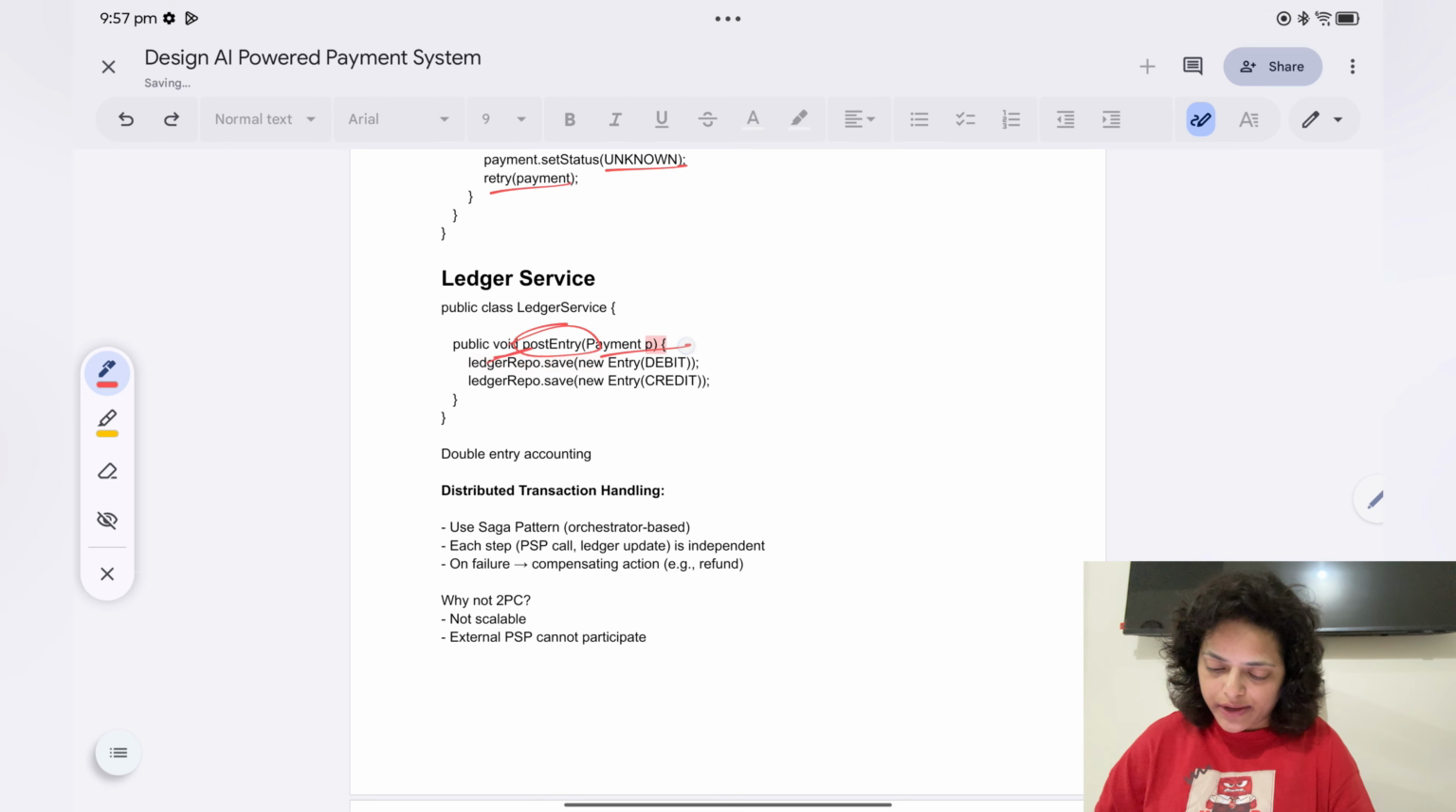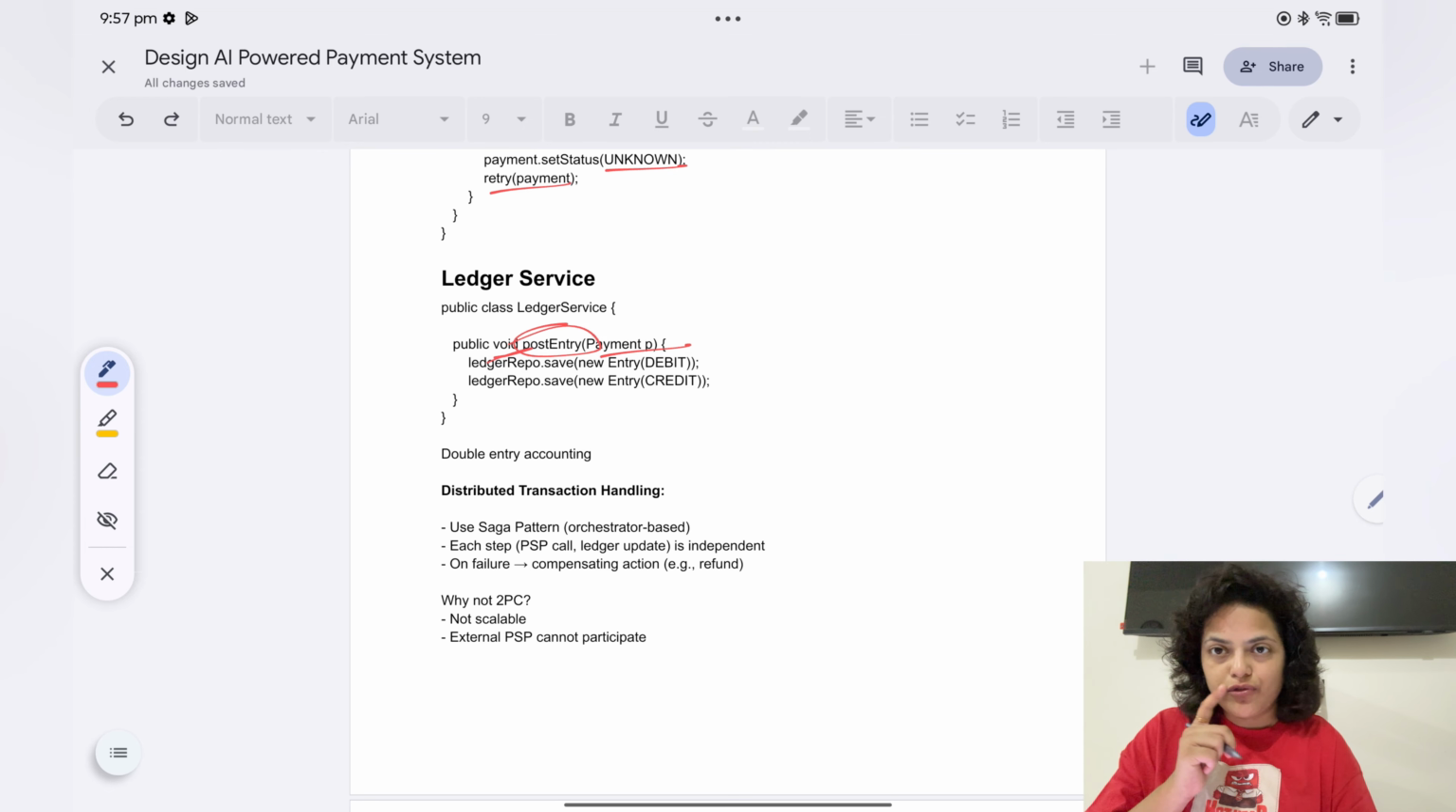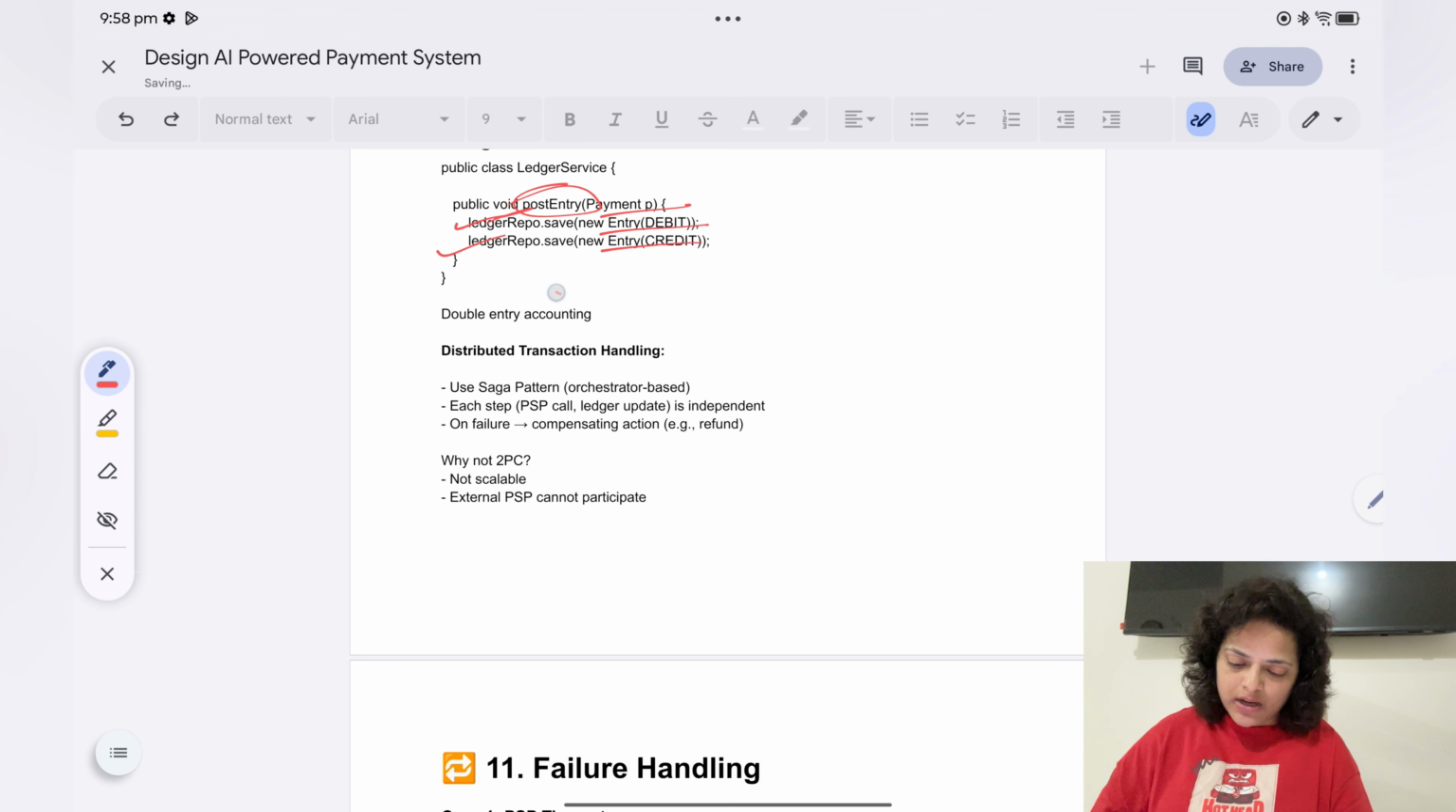Now the ledger service: you can see you will have a postEntry method which returns void and takes a payment as input. Post entry means when it is successful, in that case you have to make two entries, one for credit, another for debit. Let's say I am transferring an amount to someone's account, so it will be debited from my account and credited into that person's account. So that entry we will be adding here using new entry debit, new entry credit. This is called double entry accounting, meaning maintaining debit and credit.